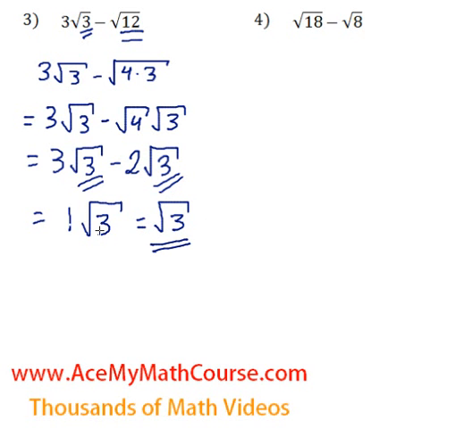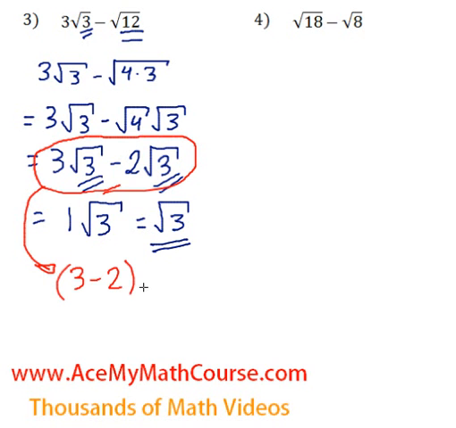Whoever has problems seeing this, by the way, I'm just going to make sure that everyone understands this perfectly. This is equivalent to 3 minus 2 times the square root of 3. And 3 minus 2 is just 1. So that's how it works.